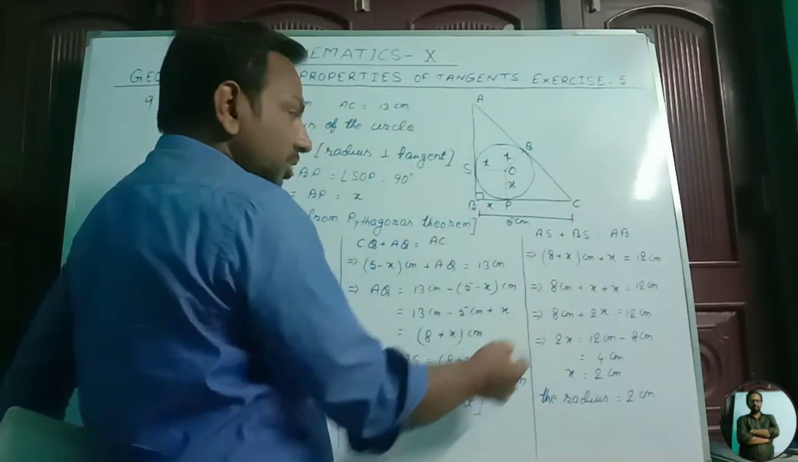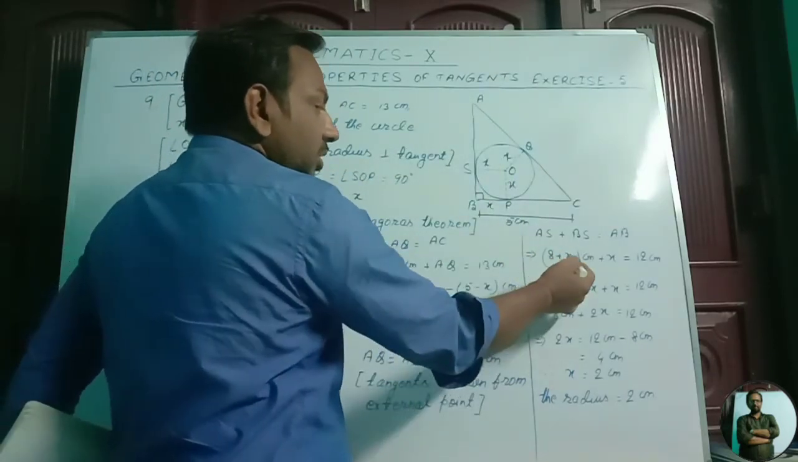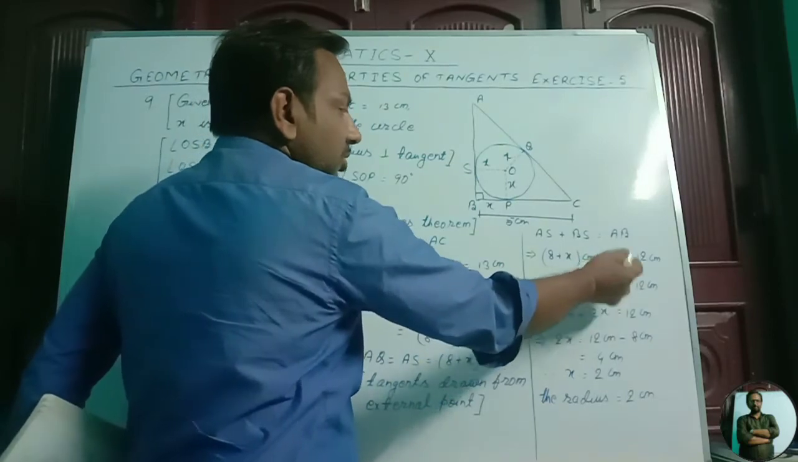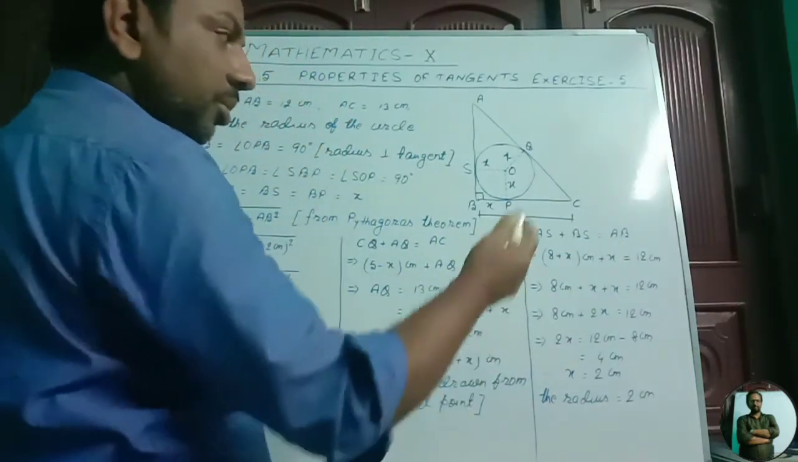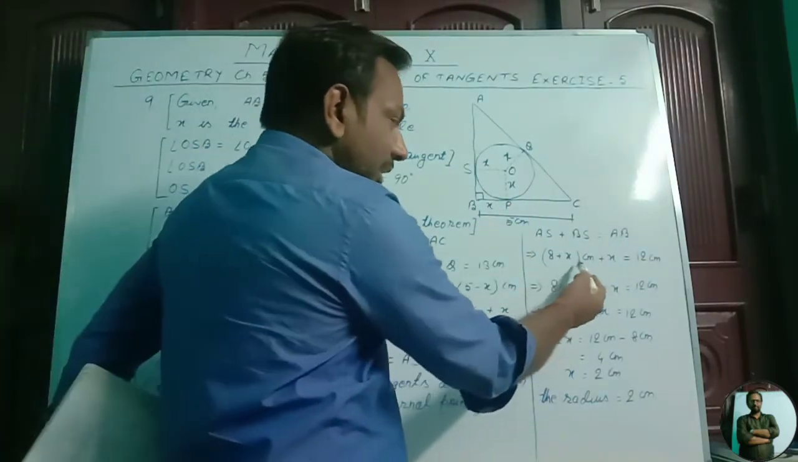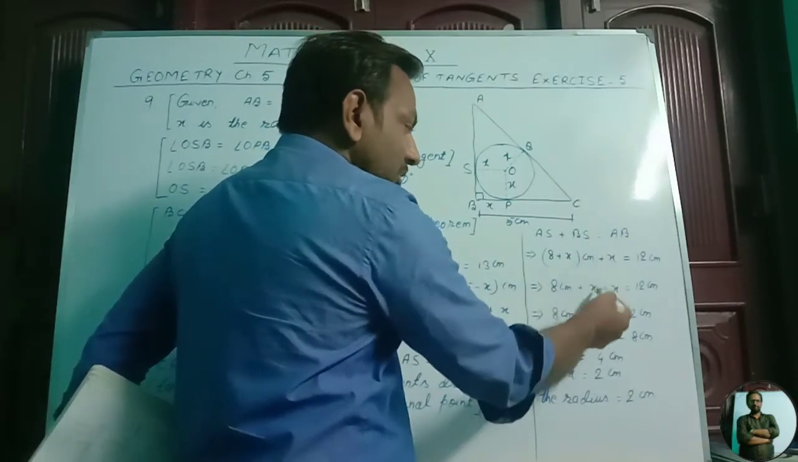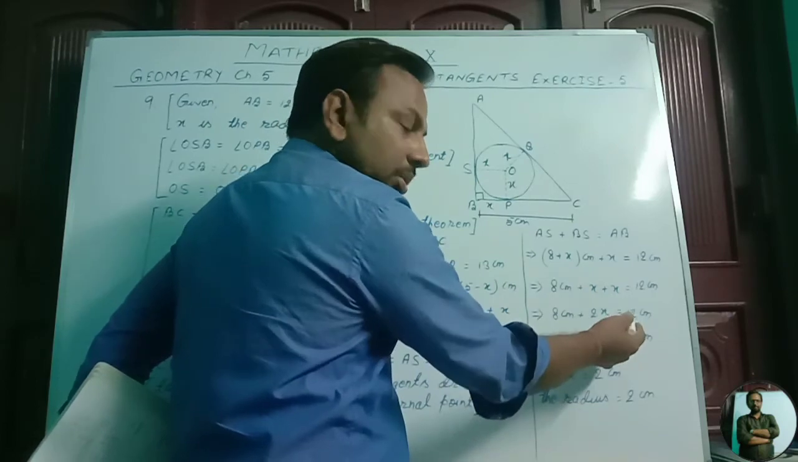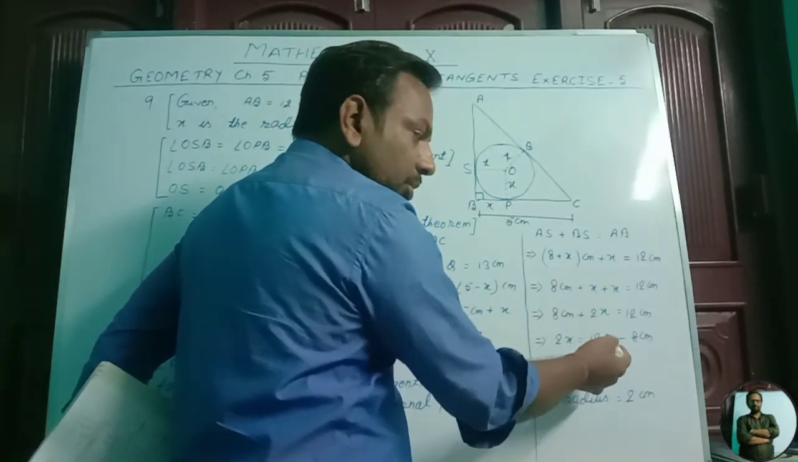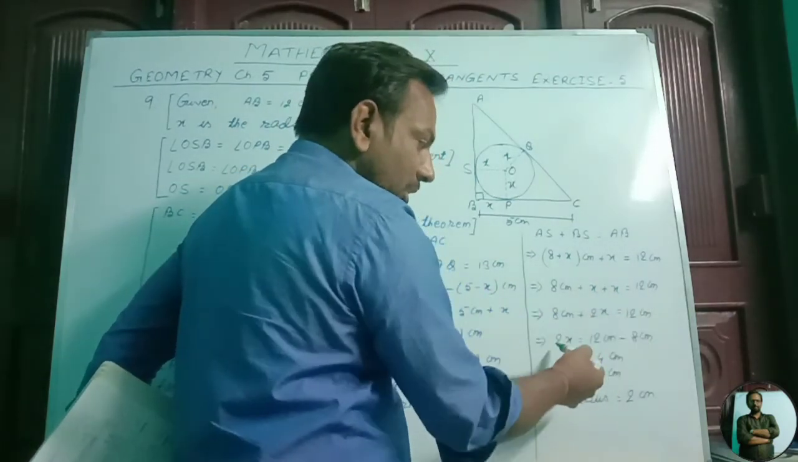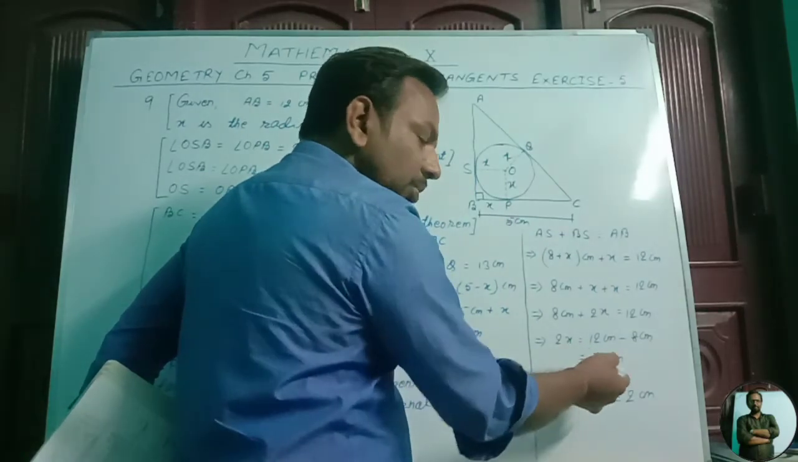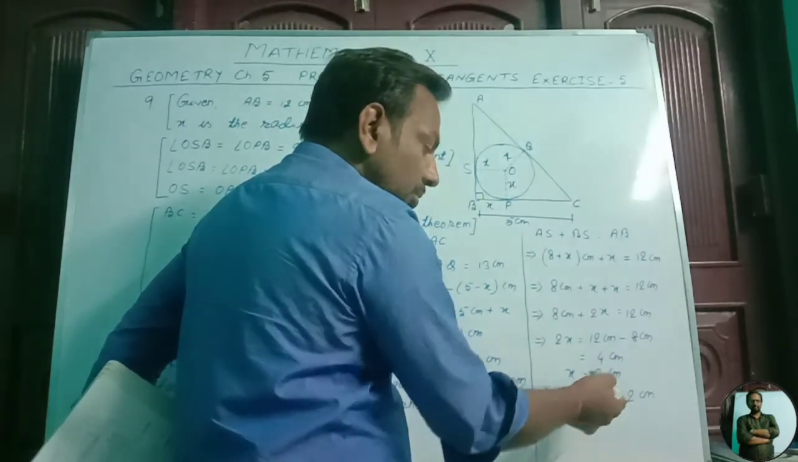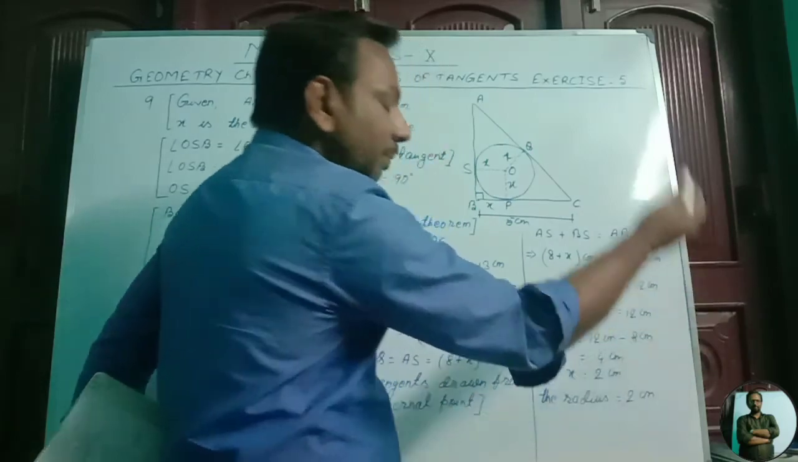AS is 8 plus X and BS is X. 8 plus X centimeter plus X equal to 12 centimeter. AB is 12 centimeter. So here I have added, 8 centimeter plus 2x equal to 12 centimeter. So 2x equal to 12 centimeter minus 8 centimeter. So 4 centimeter, 2x equal to 4 centimeter, x equal to 2 centimeter. Therefore the radius became 2 centimeter.